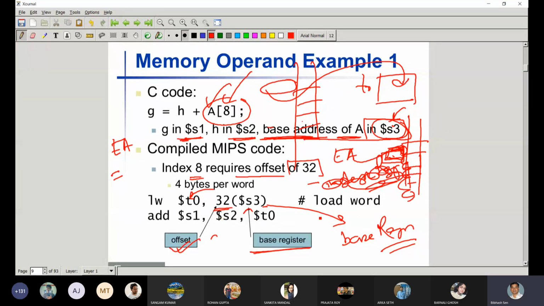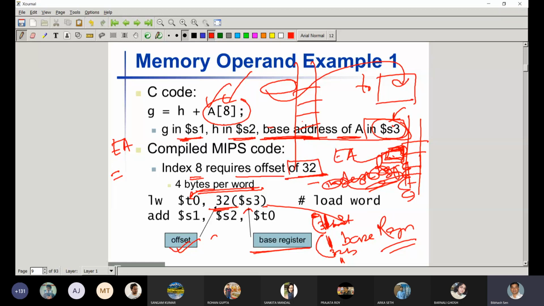It will be added. So the initial location, then the second location will be after 32 bits, after that again 32 bits, because of the offset value. Then the next entry value is 32, and in this way it continues. That's why I have mentioned here, index 8 requires an offset of 32, and 4 bytes per word, and each byte is 8 bits. Then what is the size? 8 times 4 is 32, so 32 bits per word. Is it clear?